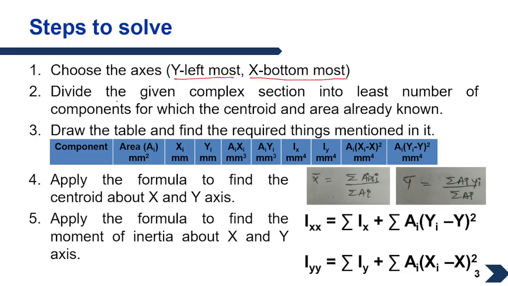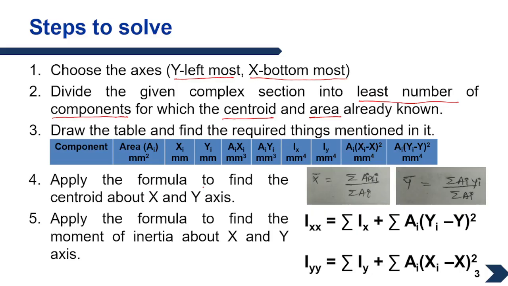The second step is divide the given complex section into least number of components for which the centroid and area are already known. So this is very important. You have to divide it into least number of simple components for which you already know the centroid and area. The third step is you have to draw the table. This given table you have to draw, and you have to find the required things mentioned in it. So that we'll see while solving the sum.